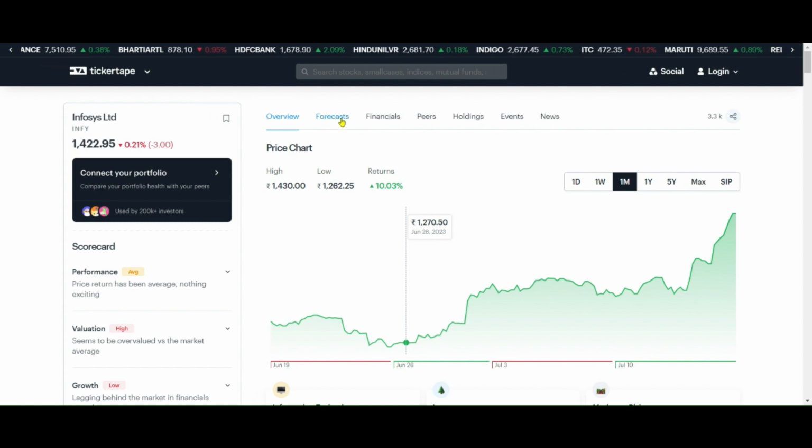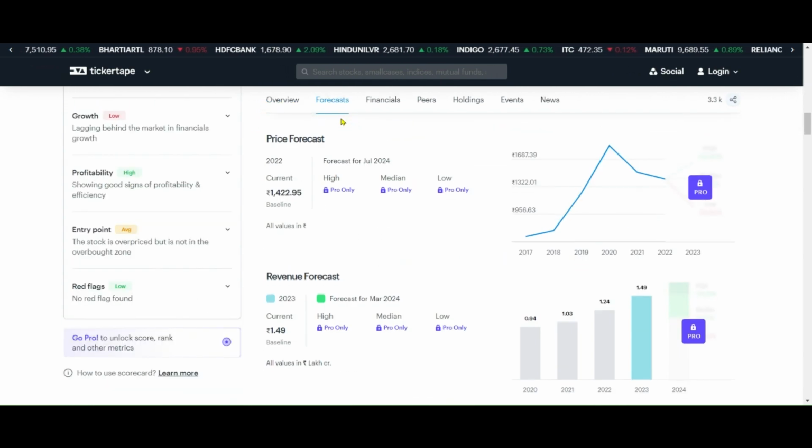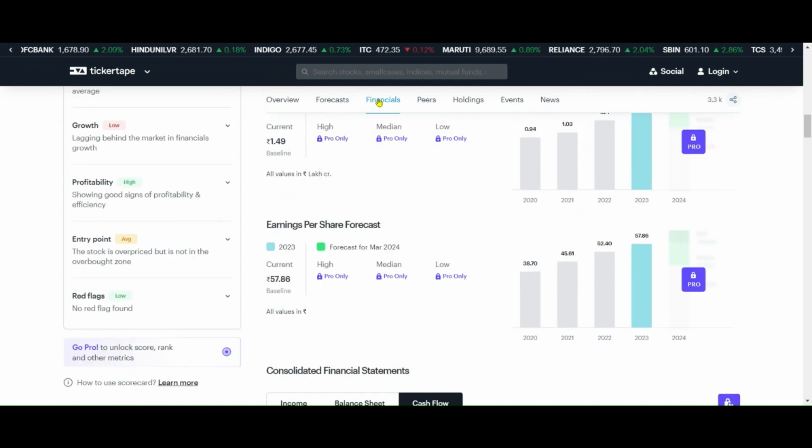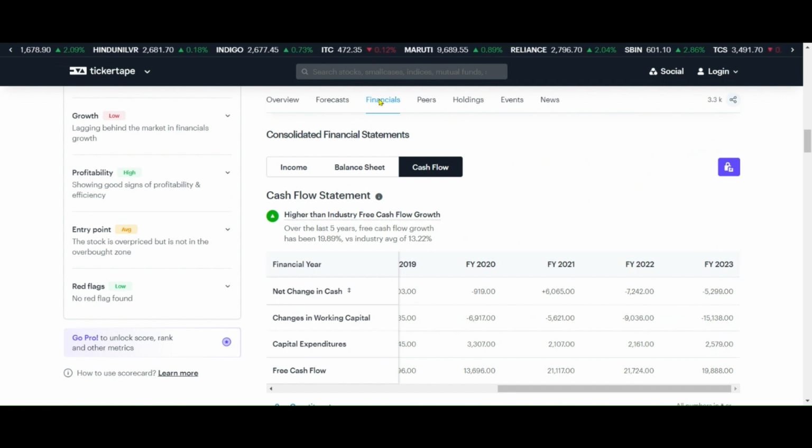And if you jump on to the next section, it's forecast. I'm not a big fan of forecast as it's all automatically triggered, but still, if one wishes to, they can subscribe and see this information as well. Financials, this is another key section.